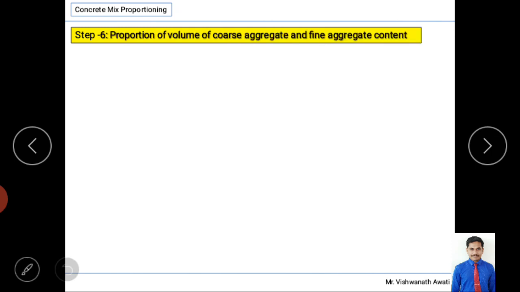So next is Step 6, very important. Now we are focusing more on this step, because all the first five steps were covered in the first video. So in Step 6, the proportion of volume of coarse aggregate and fine aggregate content. Here we are calculating the volume of coarse aggregate and the volume of fine aggregate. So I'll tell you how to calculate the aggregate volumes.